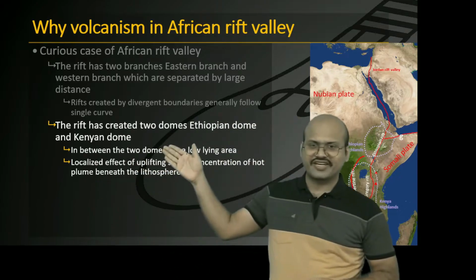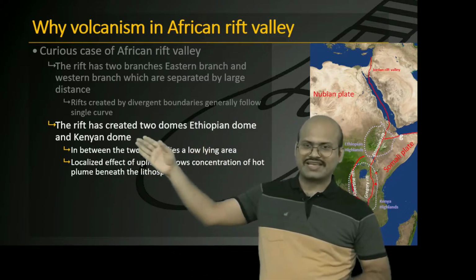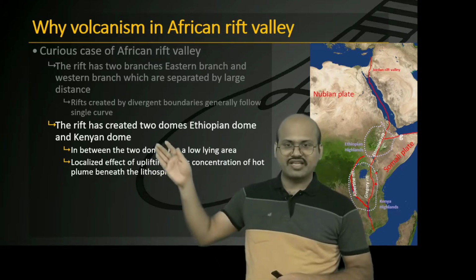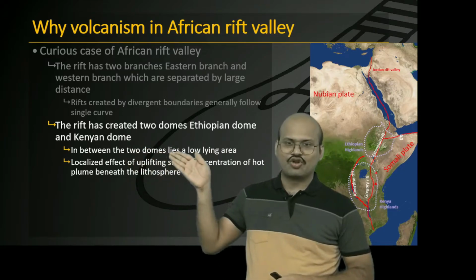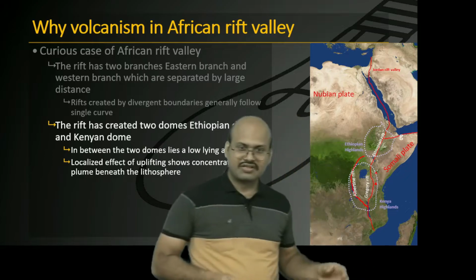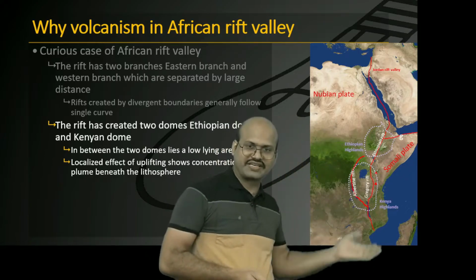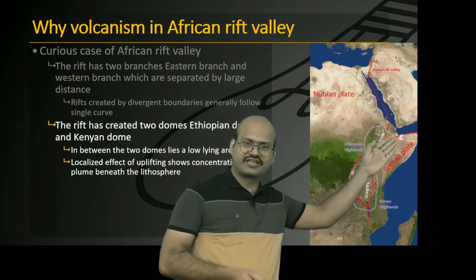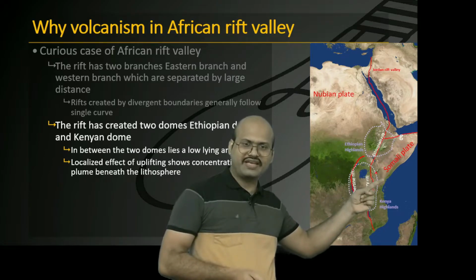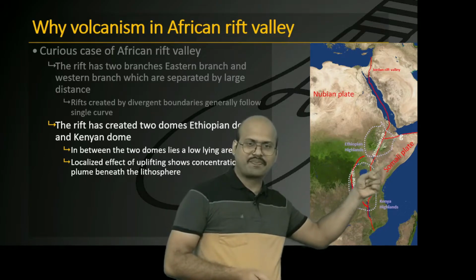The rift has created two domes, the Ethiopian dome and the Kenyan dome. In between the two domes lies a low-lying region. Here there is a dome, a raised structure of Kenya. Here there is a dome of Ethiopia, and in the middle over here there are plain regions.